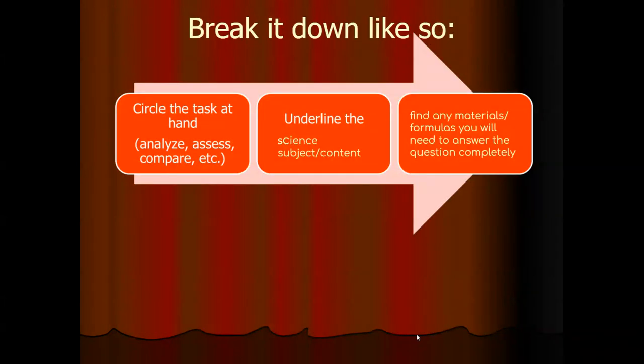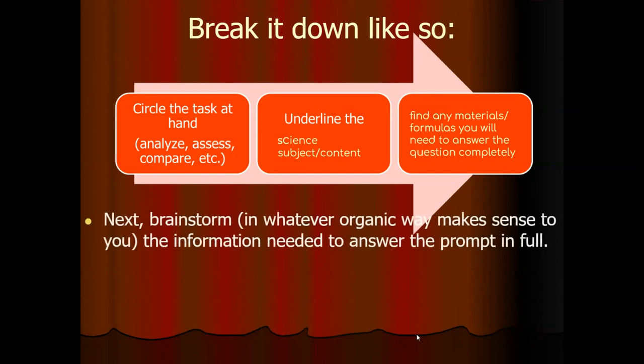So you should break it down like this. You should start by circling the task. Do you have to analyze, assess, compare, calculate? Next, underline the science subject or the content. For our purposes today, we're going to be talking about density and recycling. And then you'll want to go through and find any materials or formulas that you'll need in order to answer the question completely. Next, you want to brainstorm the information you're going to need to answer the prompt.